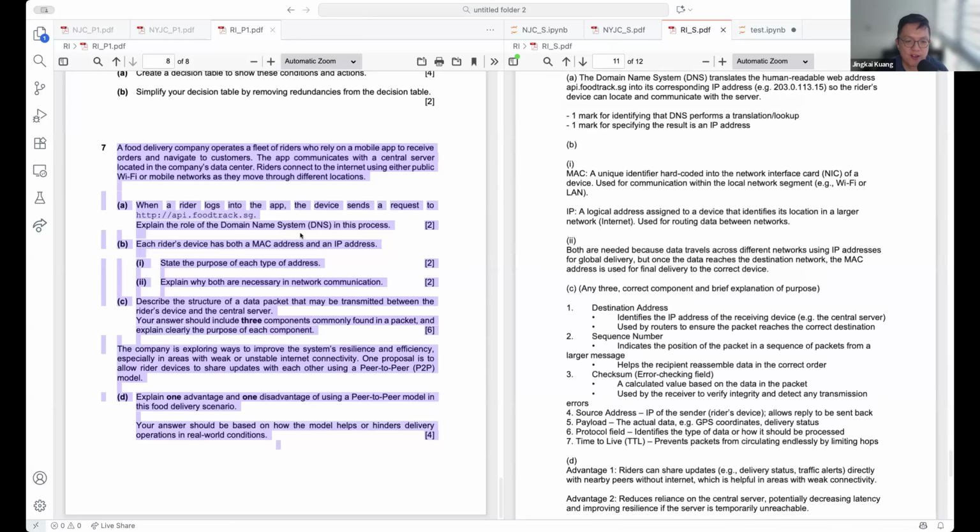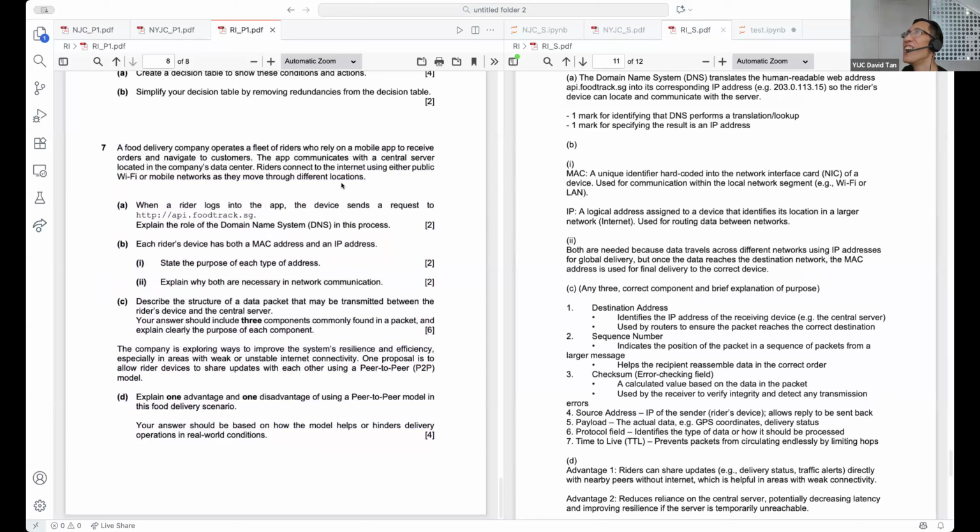Okay, question 7. I also got some queries and answers. Rider logs into the app, and your device sends a request to api.foodtrack.sg. What's the role of DNS? DNS, remember, is a directory. When you type something into your web browser, if the browser already stores the IP address for this website, then it can access it. If it doesn't, it will go to its DNS server.